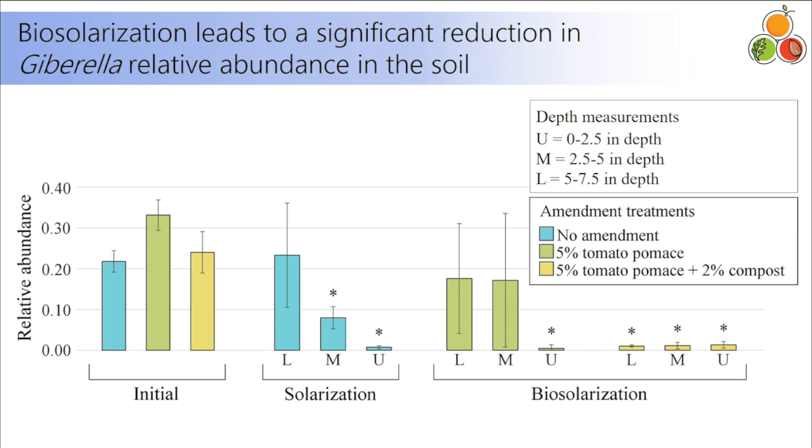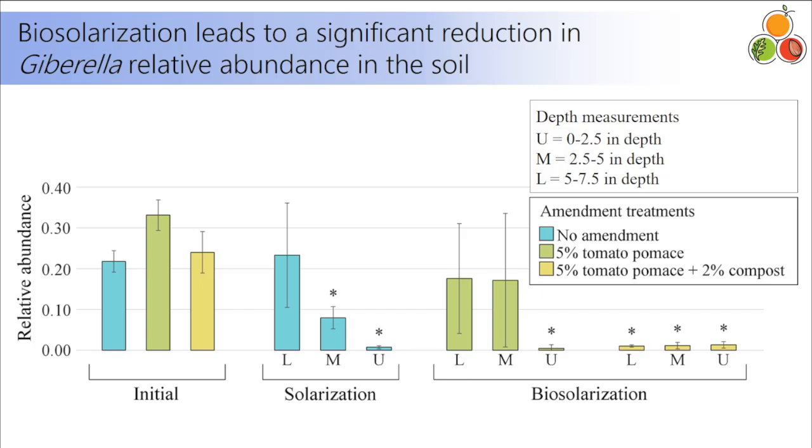Looking at Gibberella, the teleomorph, same type of trend here, high levels initially in the soil. In this case, solarization or solar heating did inactivate some of those pathogens, particularly in the upper layer that gets the hottest. But again, in biosolarization, it's this unique combination of the solar heating and the amendment with both the pumice and the compost that led to high-level control across all the depths tested.